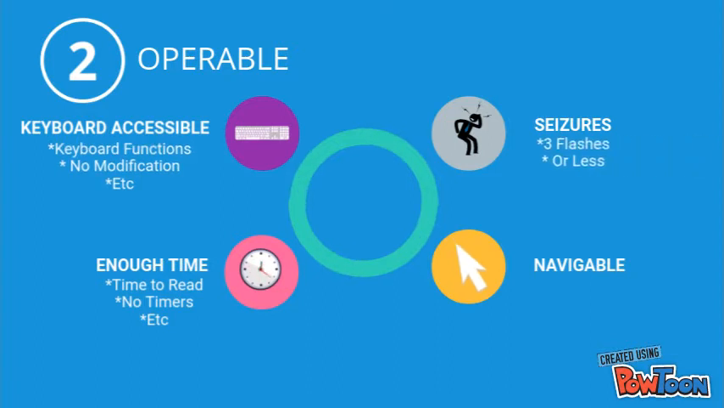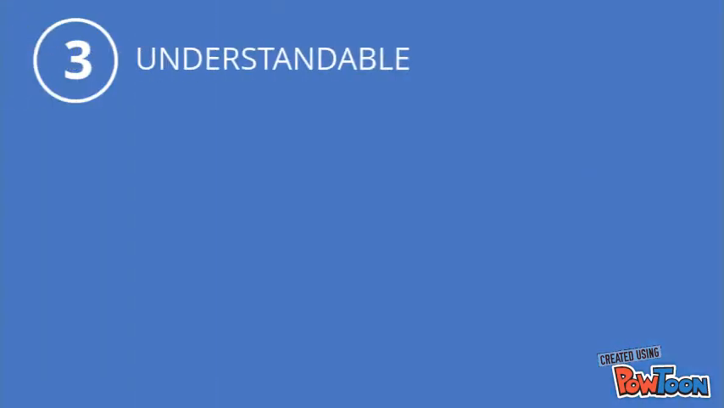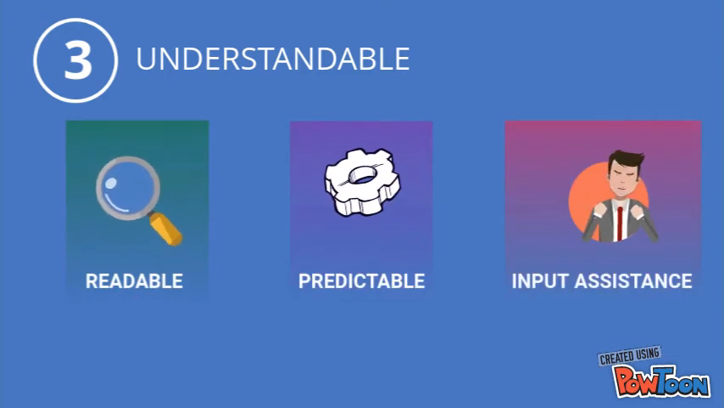Seizures refers to content that flashes no more than 3 times or less if possible. Navigatable refers to easy navigation of content using headings, etc. Understandable. Information and operations are understandable for content. The 3 guidelines are readable, predictable, and input assistance.